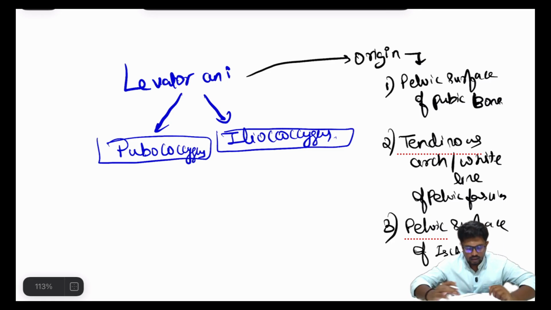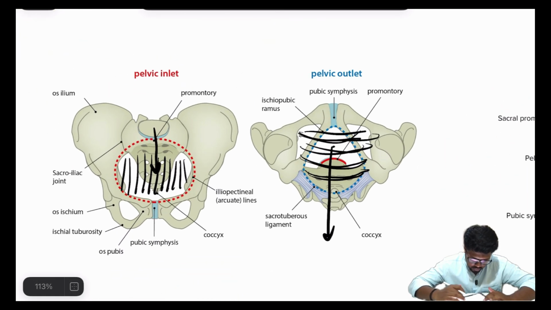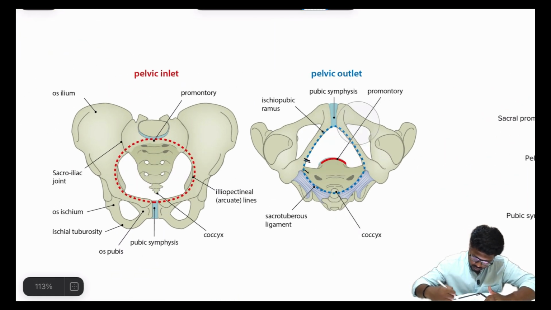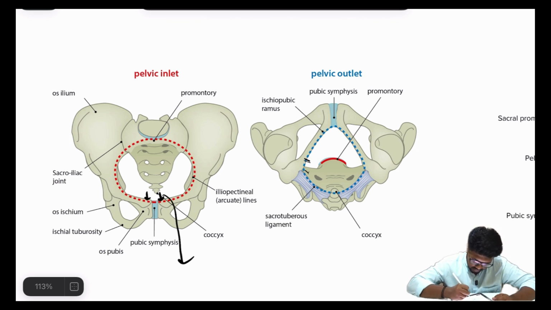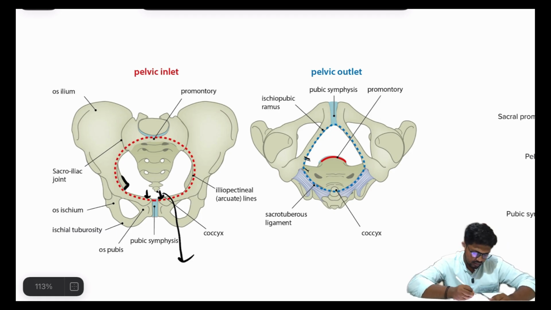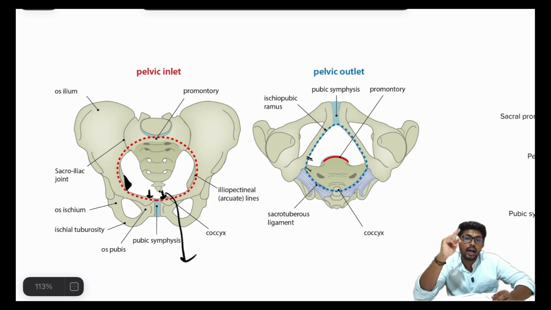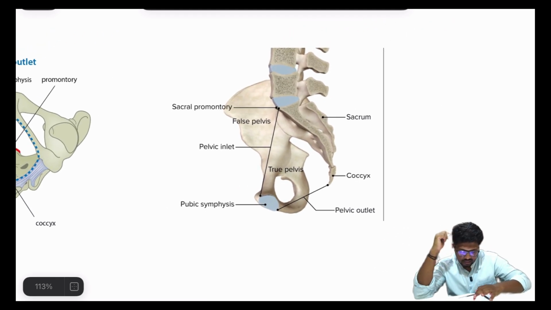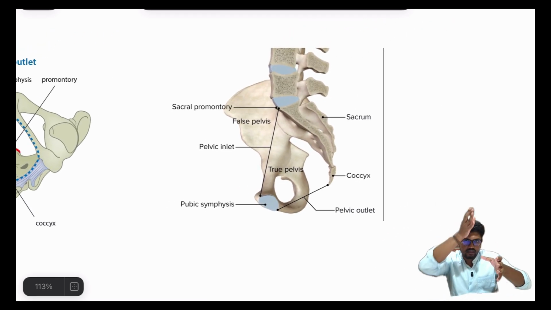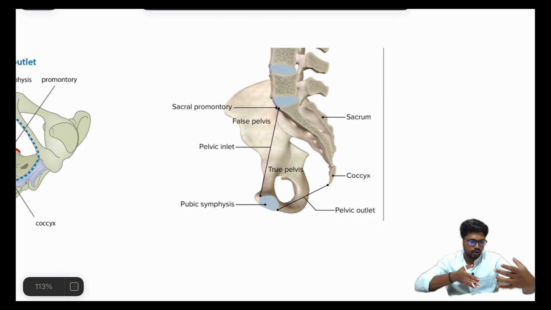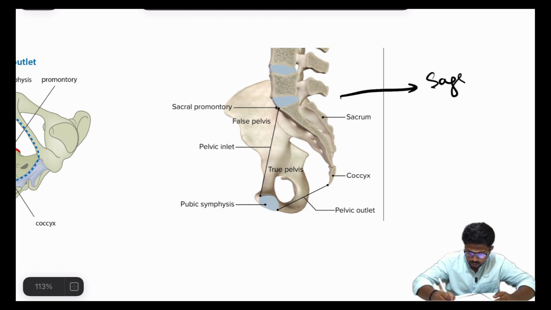Now we'll see this in the diagram. From this undersurface, this area is called the pelvic surface of the pubic bone. Here you can see the ischial spine, so this is the pelvic surface of the ischial spine. And one more part where the Levator Ani originates is the tendinous arch or white line of pelvic fascia. For that, if the whole pelvis is cut in the sagittal section and we are viewing from the front, this is the sagittal section.